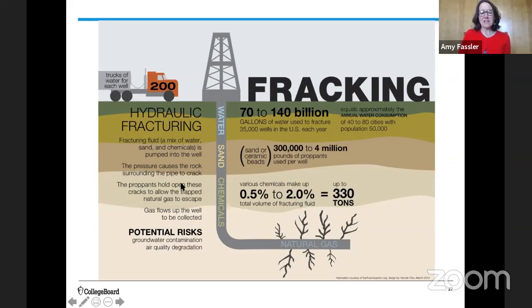So the idea here is that I have this fracking fluid. It's a mix of water, sand, and chemicals that I pump down into the well. It's called hydraulic fracturing because that fracking fluid of water, sand, and chemicals is put under really high pressure. I have to crack that impervious rock layer in order to free up that methane. And they use this term proppants here.